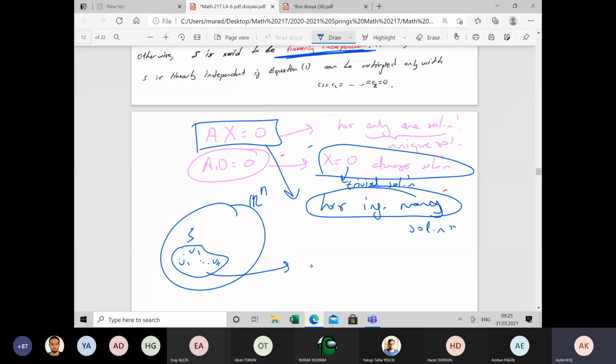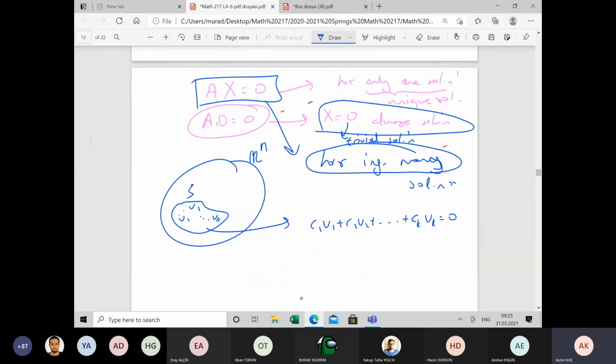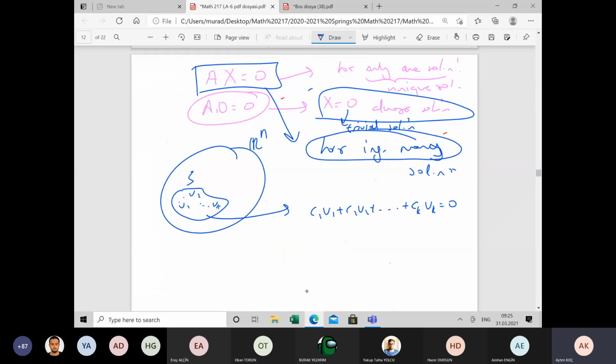C1 V1 plus ... plus Ck Vk is 0. Our aim is to solve this homogeneous system, and you have to check whether this system has only the zero solution, the unique solution, or not. If we get a unique solution, we know that x is 0 the only solution, so S is a linearly independent set.